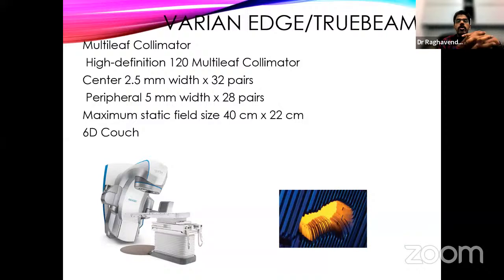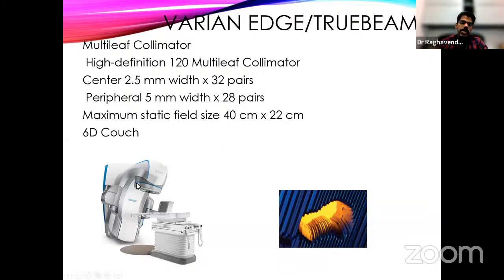Center leaves are 2.5 millimeter width at isocenter of 32 pairs. Peripheral of 5 mm of 28 pairs, giving us a total of about 40 by 22 centimeter field size. In this 22 by 40 centimeter field, the central part, about 10 to 11 centimeter, is of high resolution, and the remaining is medium resolution.